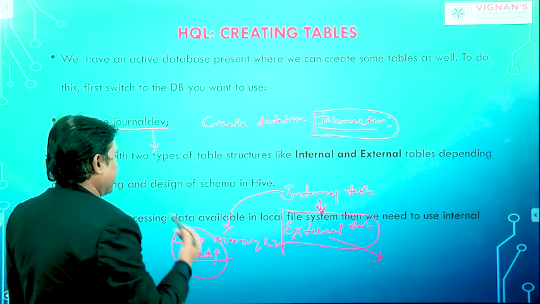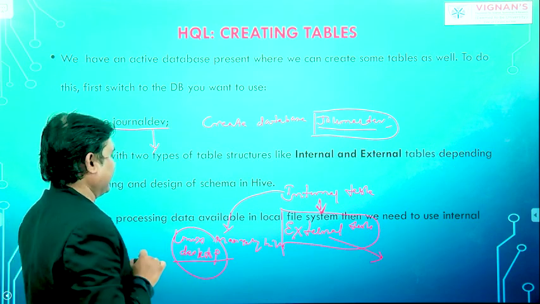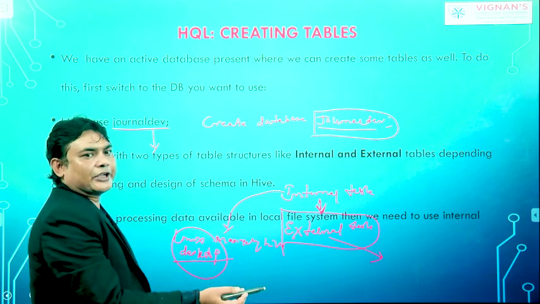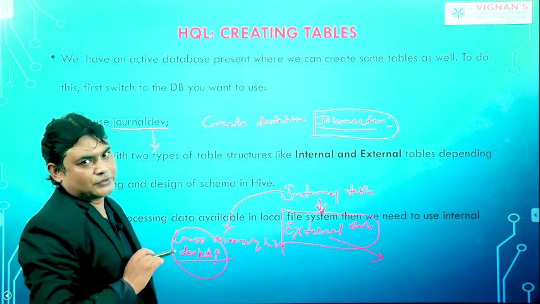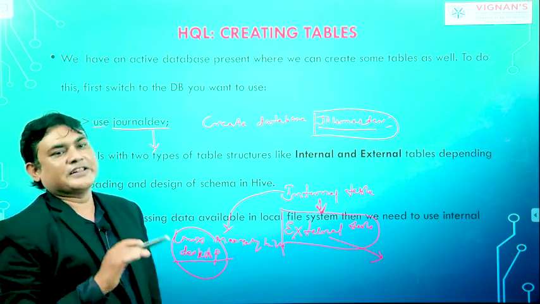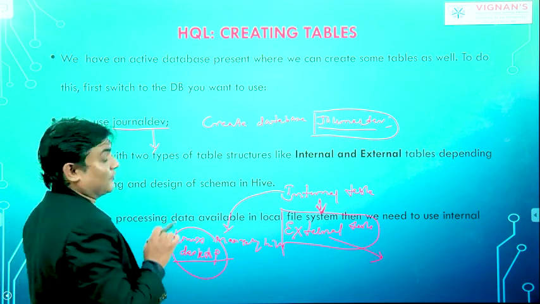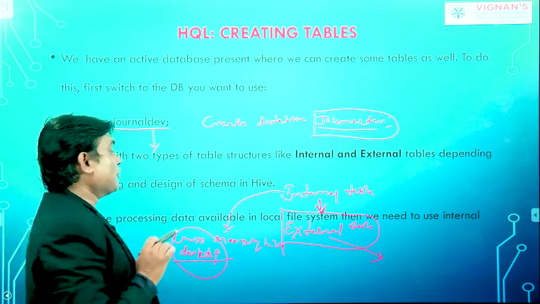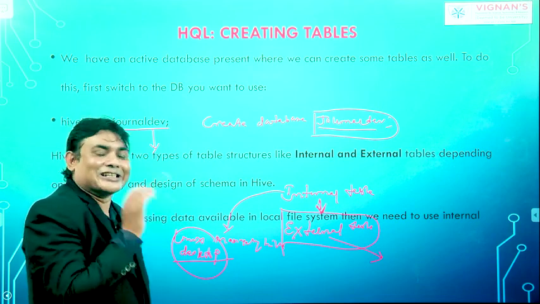It means from the desktop I can take data, and this data I can load into my table. So this is called the local file system. If your data is available in the local file system, that time you can use the internal table.